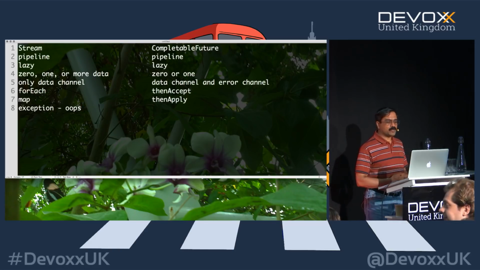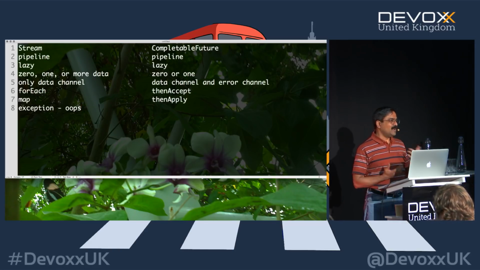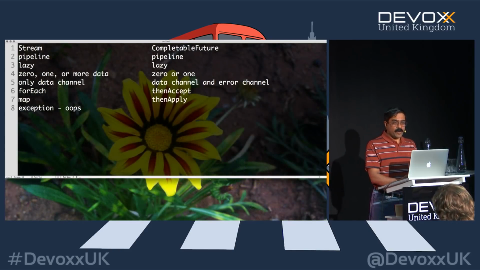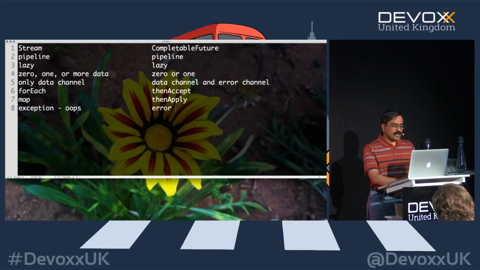This is not going to work really well with streams. We don't want to ever talk about exceptions when it comes to streams. It doesn't really handle it very well. What about completable future? Well, this one is going to handle that fairly well by having the error channel.